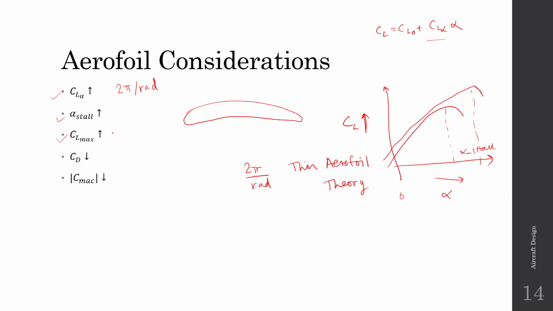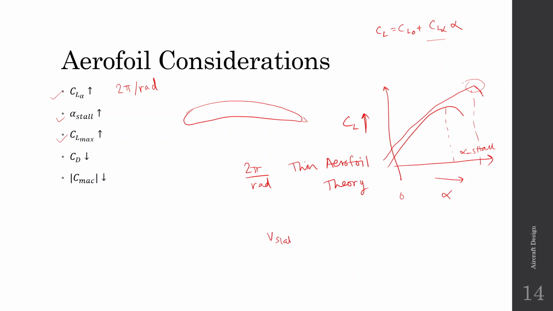And next is that we want CL max to be as high as possible. This is obvious because your aerofoil is supposed to generate lift, and if it can generate more lift, then it is obviously better. Here you can see that this second aerofoil generates more lift. CL max is higher, so we want this to be high. Another reason is that when CL max is high, then your stall speed is also low. And again, when your stall speed is low, then we get more margin of safety.